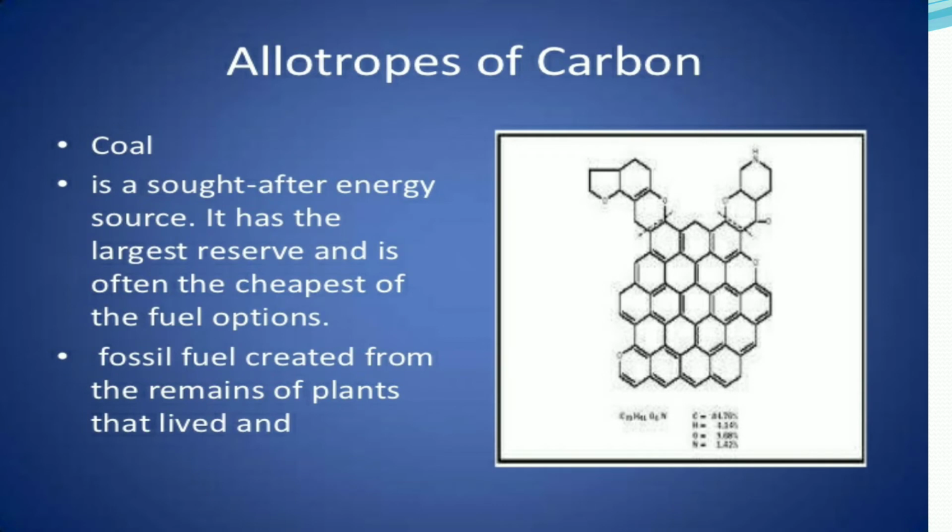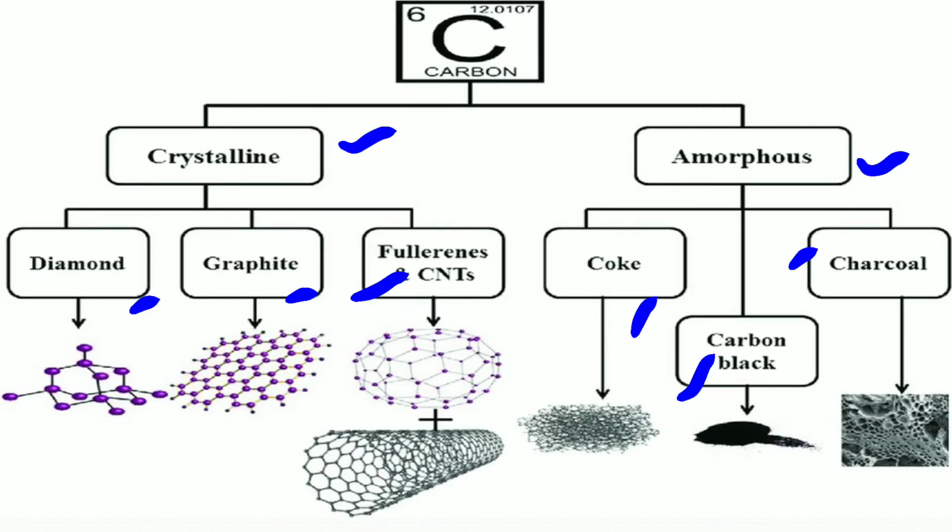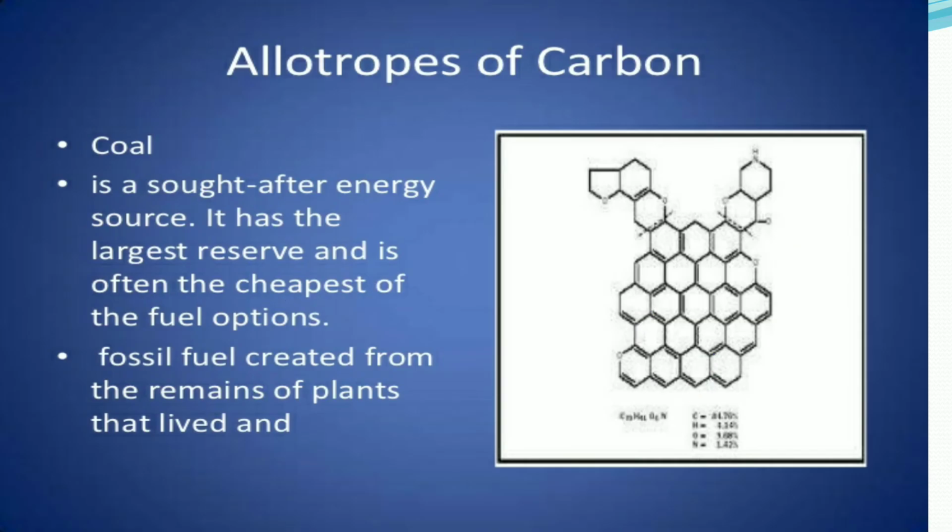Here, coke, carbon black, and charcoal can all be made from coal. This coal is a sort of energy source. It has the largest reserve and is often the cheapest fuel option. This fossil fuel is created from the remains of plants. Okay, this is the structure of the coal.